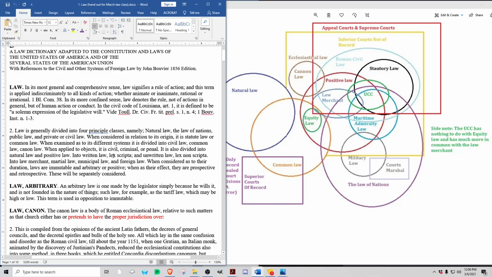And into written and non-written, which we just spoke of. Into law merchant. So you got the law merchant here. Martial law, which is basically military law, and laws of nations. So I could have put martial law here, because it's basically an aspect of courts martial. So it would be overlapped with Maritime Admiralty, military, and law of nations. So this is martial law here.